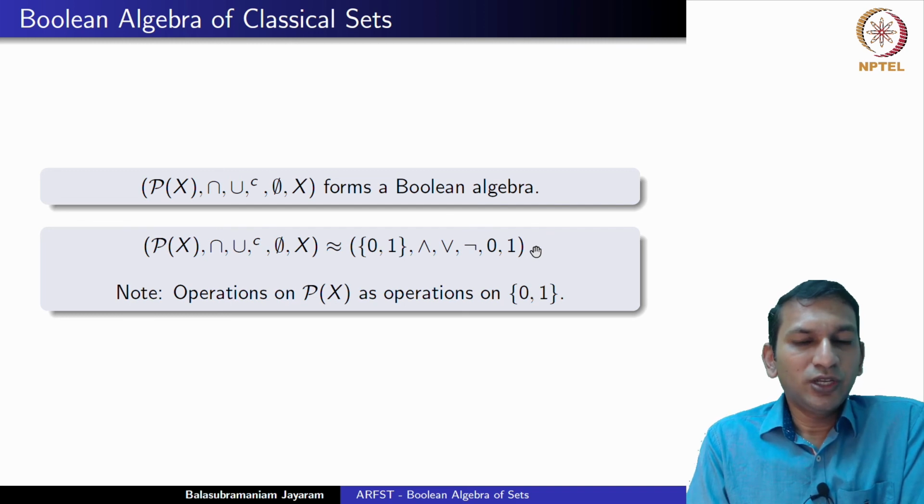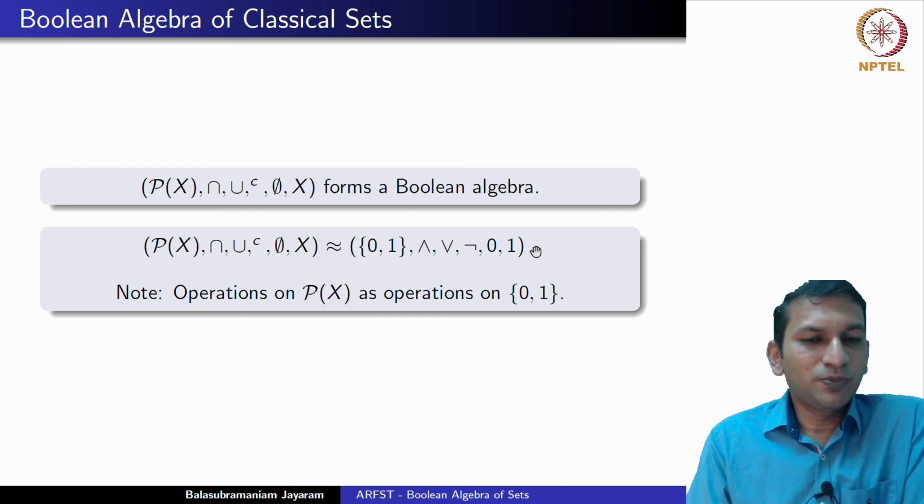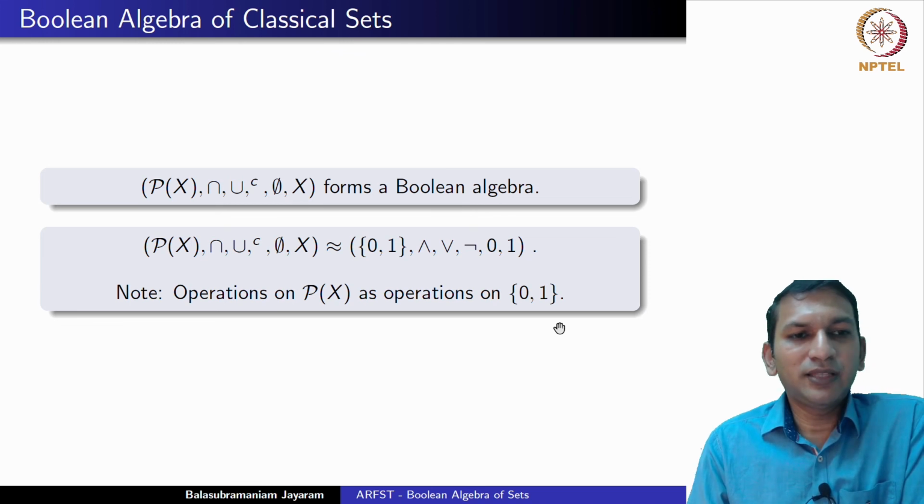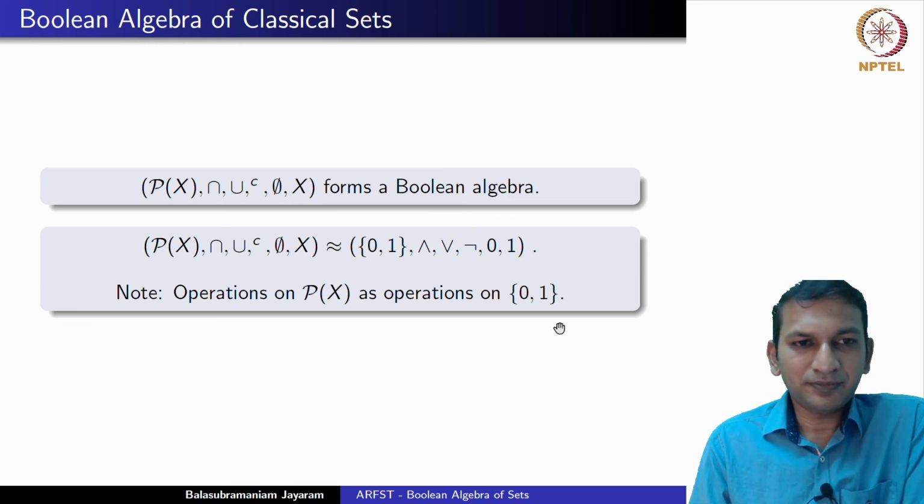So immediately it should ring a bell. We know that operations on F of X, the set of all fuzzy sets, can also be looked at as operations on the unit interval [0, 1]. So perhaps it gives us a cue as to studying the operations on just the [0, 1] interval, and that's what we will do in the next lecture.